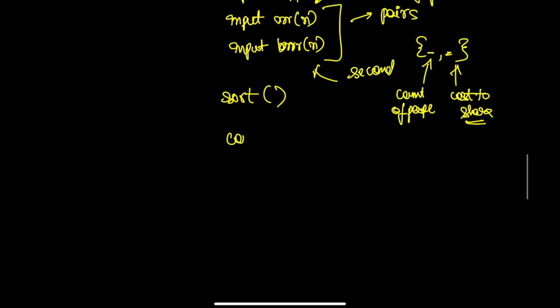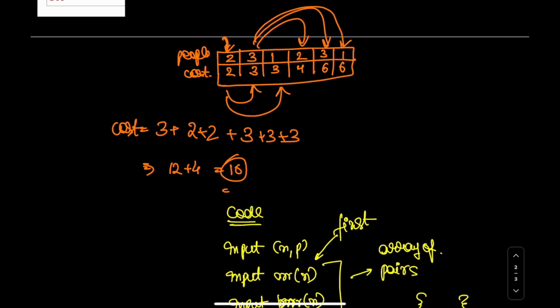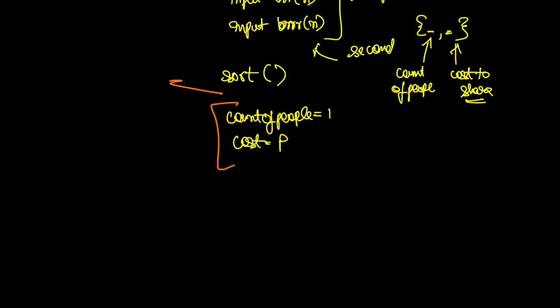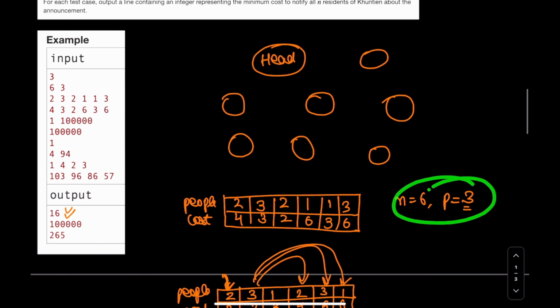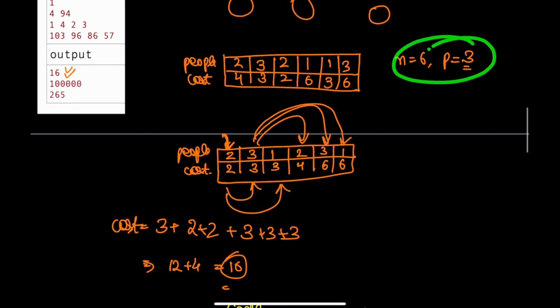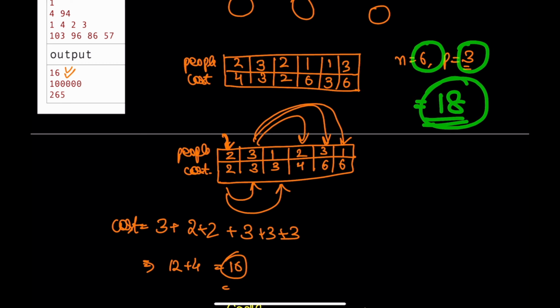Now we will have a variable that is count of people, that is initially 1, and the cost would be p. Like Park Chanek would tell this person, the person with the lowest cost. So initially one person knows. We can handle the edge test case here, that is where p is greater than the minimum cost. So we will just print n into p. Like Park Chanek would himself tell to all the persons. So suppose that the minimum cost was not 2, but it was 6, let's suppose. So the better cost would be 18. Like 3 into 6, that is 18.